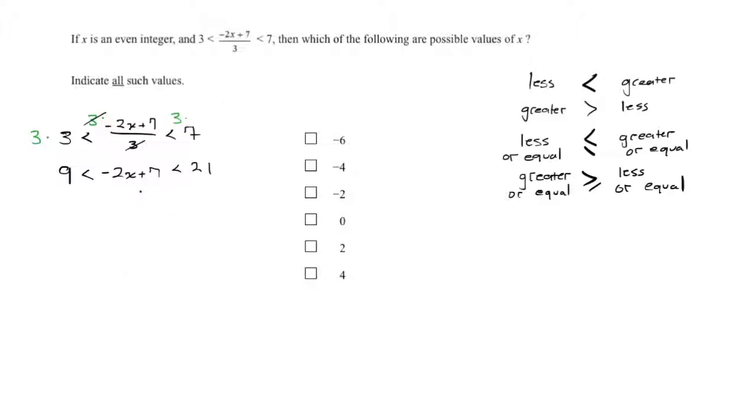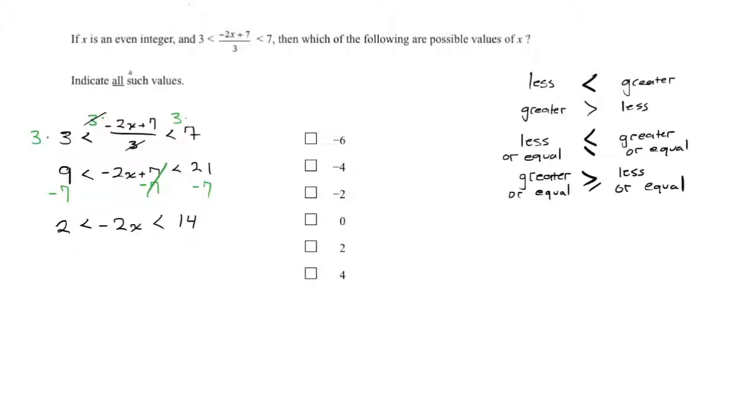The next thing I notice about our expression, as I'd like to get to the point where x is by itself, is I have a plus 7. Now I'd like to undo that by subtracting 7 from all sides. That allows this to cancel out. 9 minus 7 is 2, and we have negative 2x left alone here, and 21 minus 7 is 14.